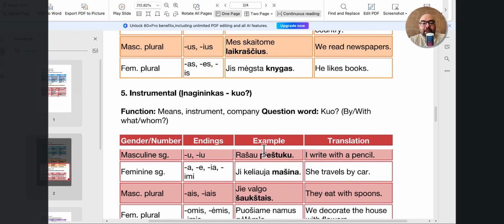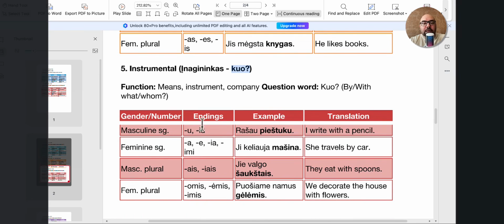Then we have instrumental, įnagininkas, and the question is kuo, in Lithuanian. Basically, the means of something, an instrument, or company, by what, with whom. Right? Rašau pieštuku. I write with a pencil, right? Masculine singular. Ji keliauja mašina. She travels by car. That is what means of transportation.